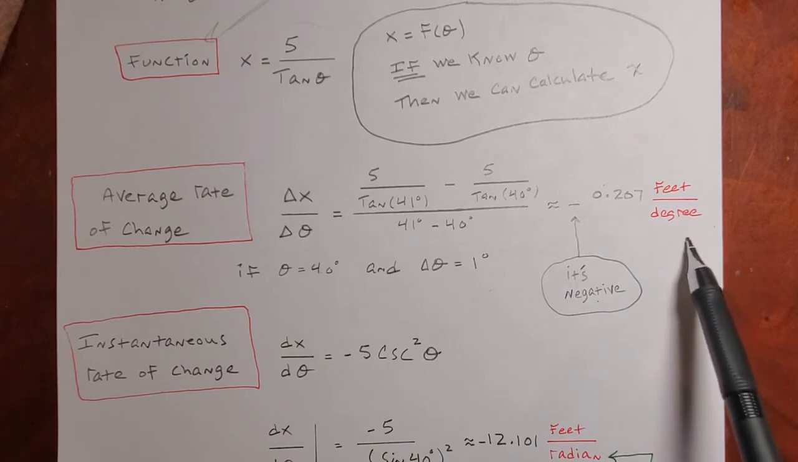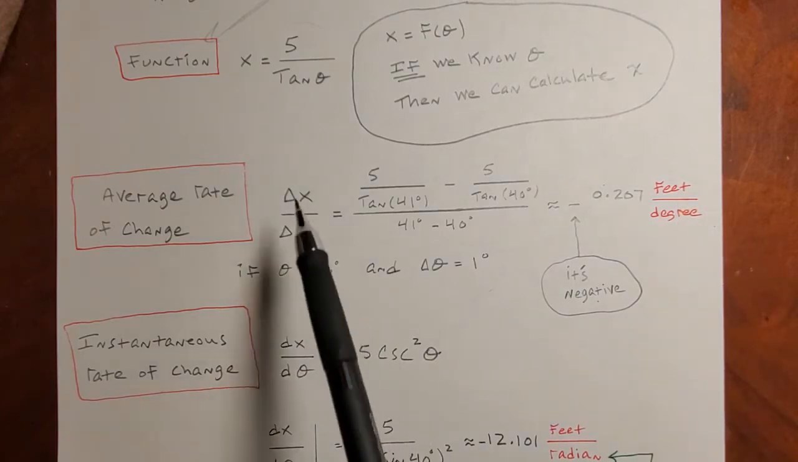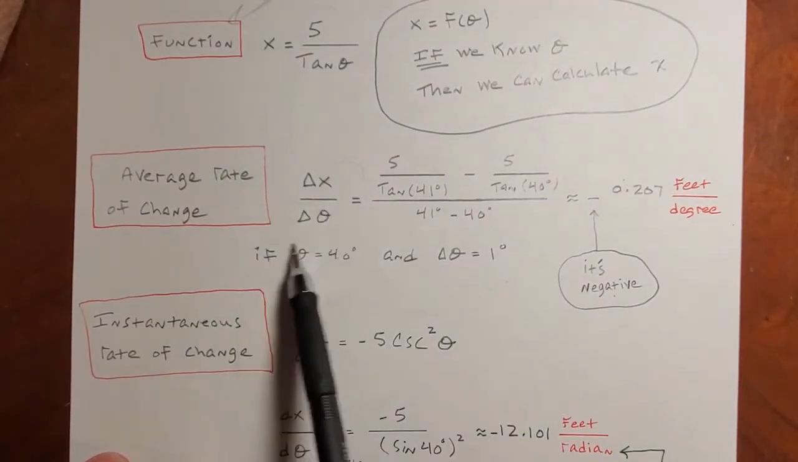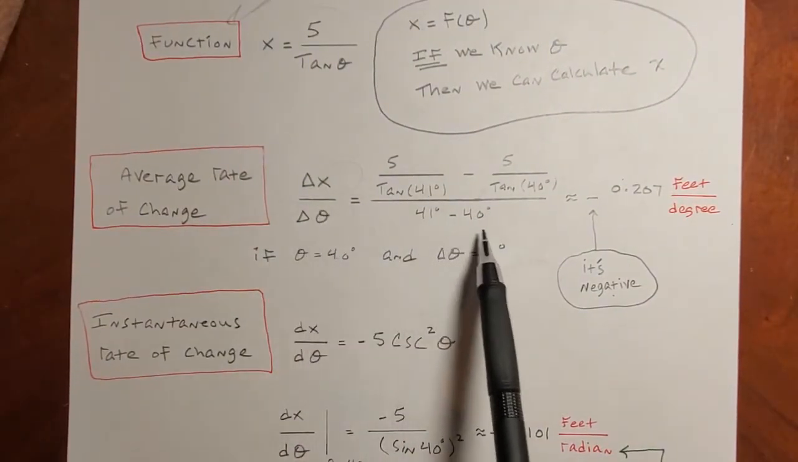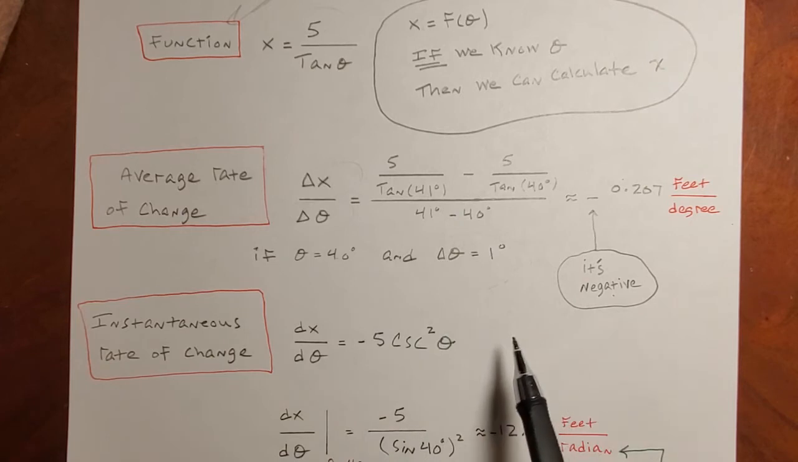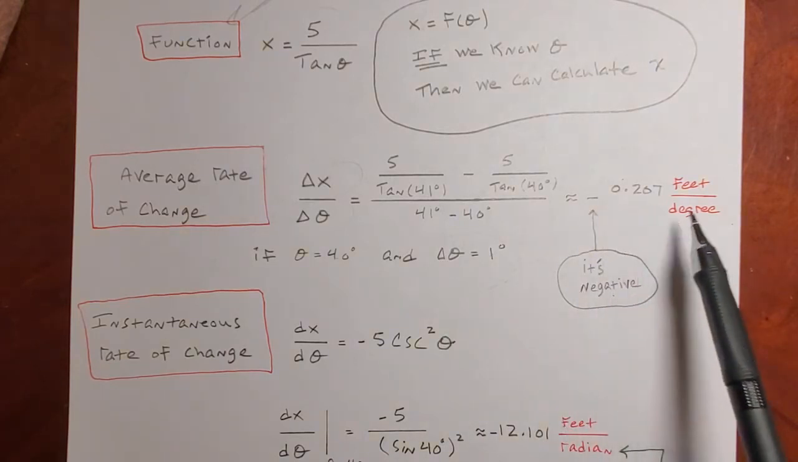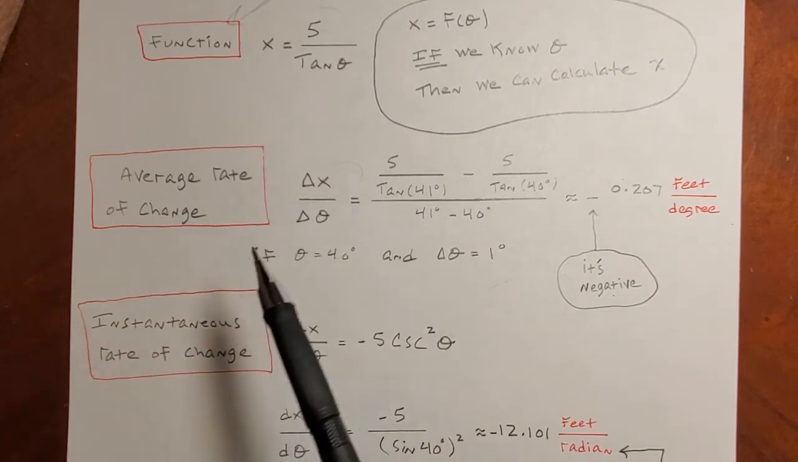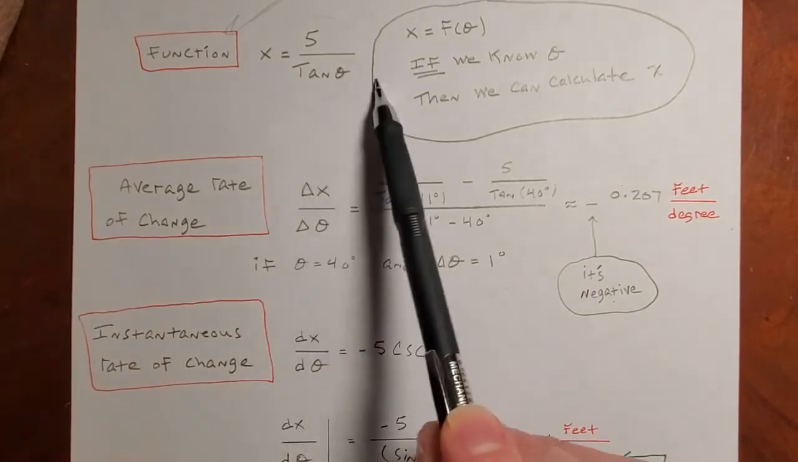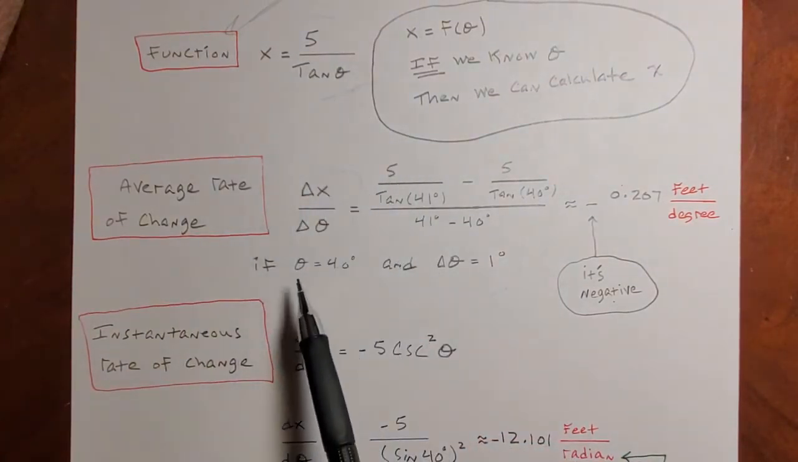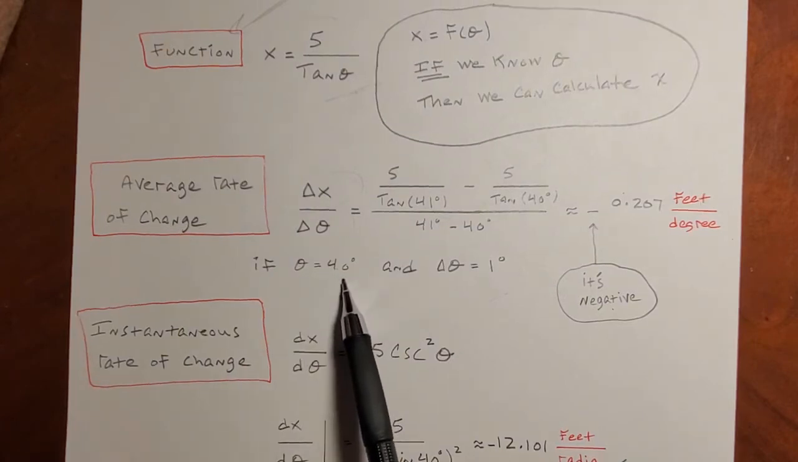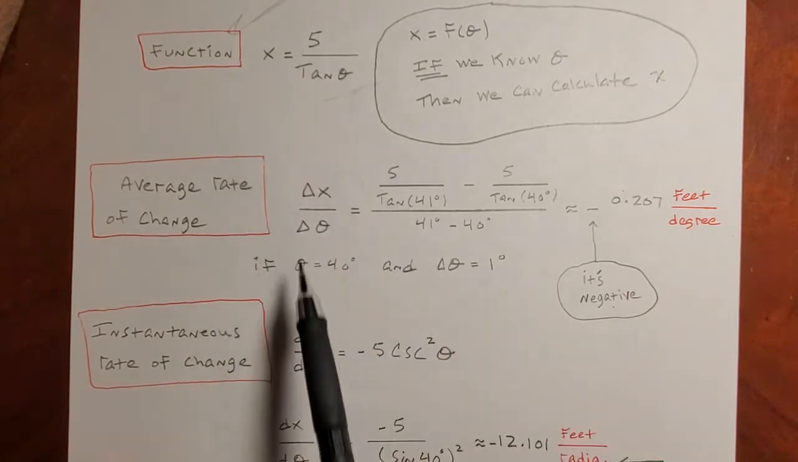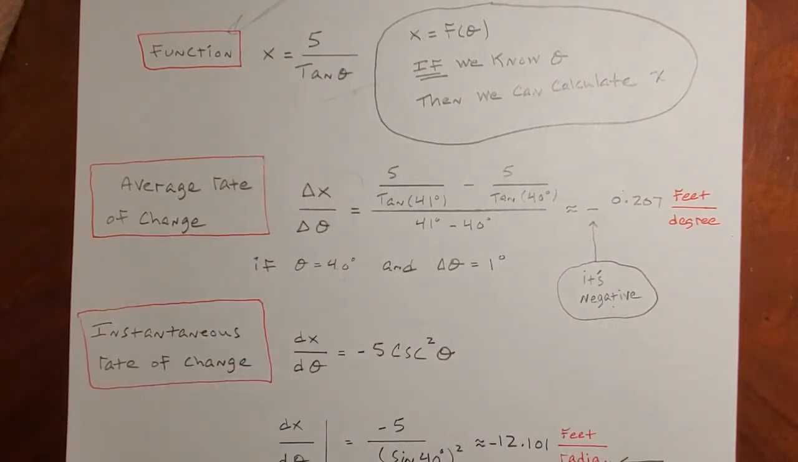If you use your calculator and figure out this number, it turns out to be about negative 0.207 feet per degree. Why feet per degree? Well, that number, x, that's the side of a triangle, it's in feet. And theta, the angle, as I was plugging it in, was in degrees, all right? So it's negative 0.207 feet per degree. All right, so that's an example of an average rate of change. I had to know this function to start with, and I had to know some initial value of theta, that variable down there, and I had to know how much was changing. But between those three things, I could calculate the average rate of change.